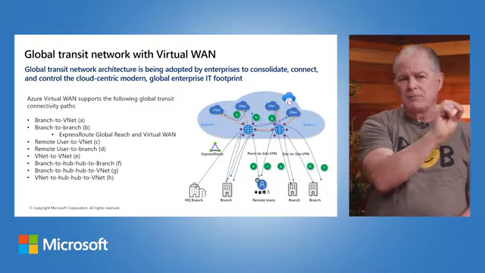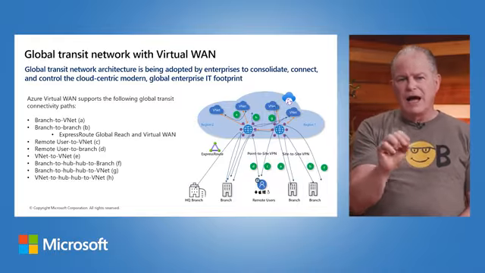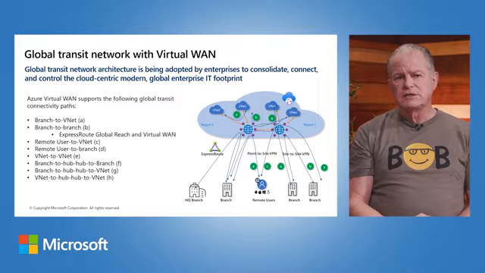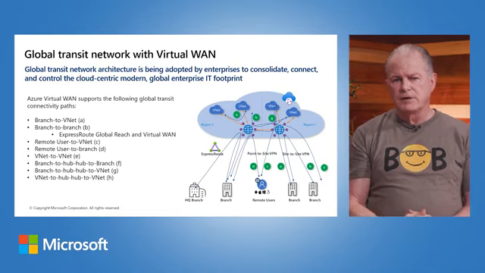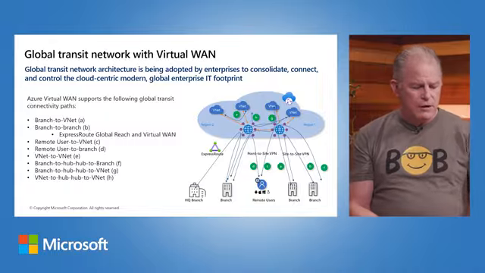So I don't need to go from my branch office to my main office. I can actually use the bridge that has been created through the virtual WAN to be able to create this global transit or global reach capabilities across my entire on-premises and cloud infrastructure.